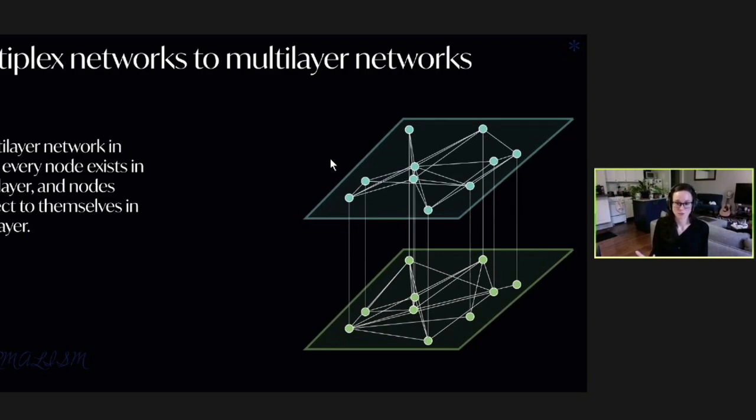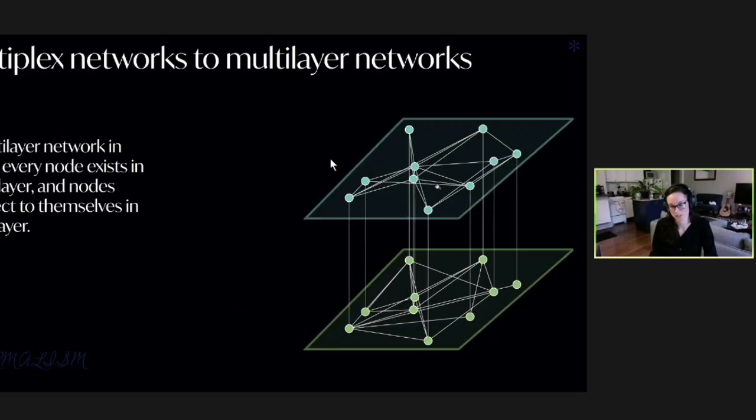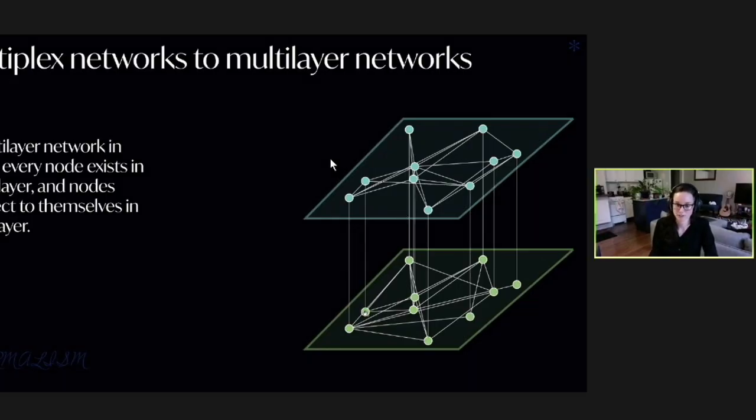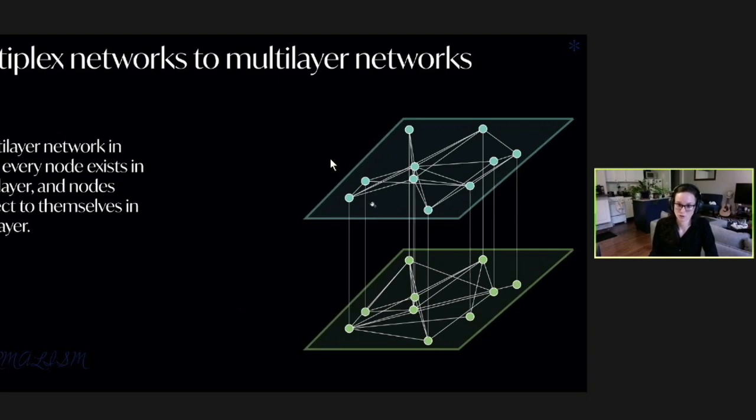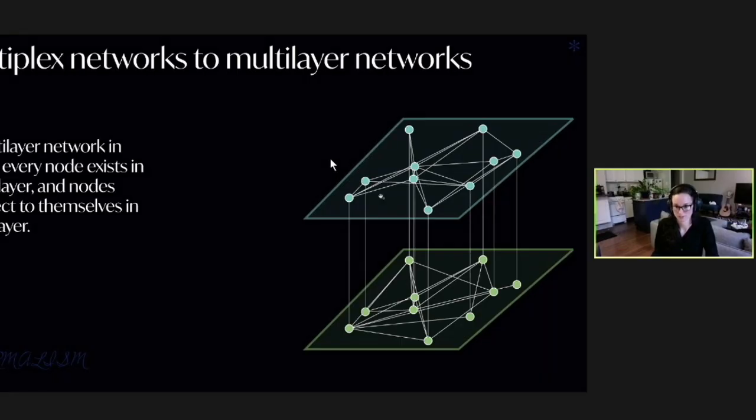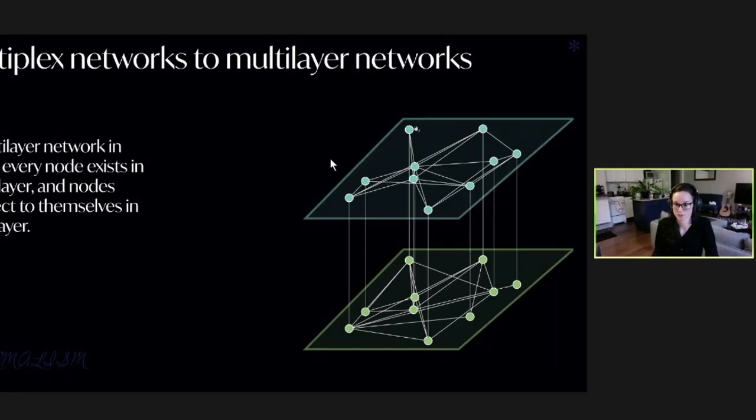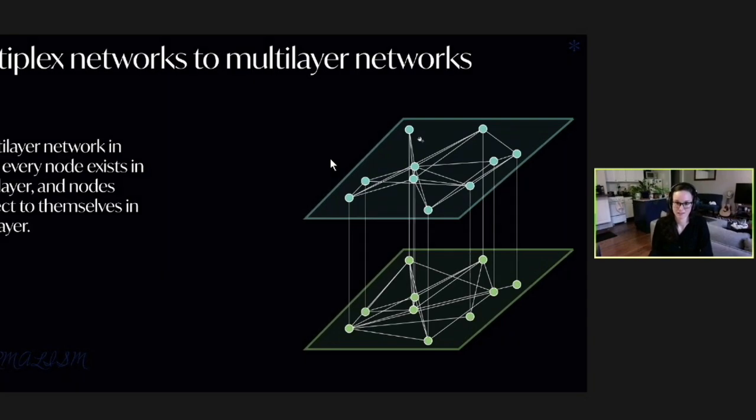So I told you that these multiplex networks are special. They're a special type of multi-layer network. In particular, a multiplex network is a special type of multi-layer network in which every node exists in every single layer, and nodes connect only to themselves in each layer. So for example, here, every node in this green layer has one and only one edge shooting directly up above it to one node in the blue layer. Again, this is the most common, but we can be a lot more general.